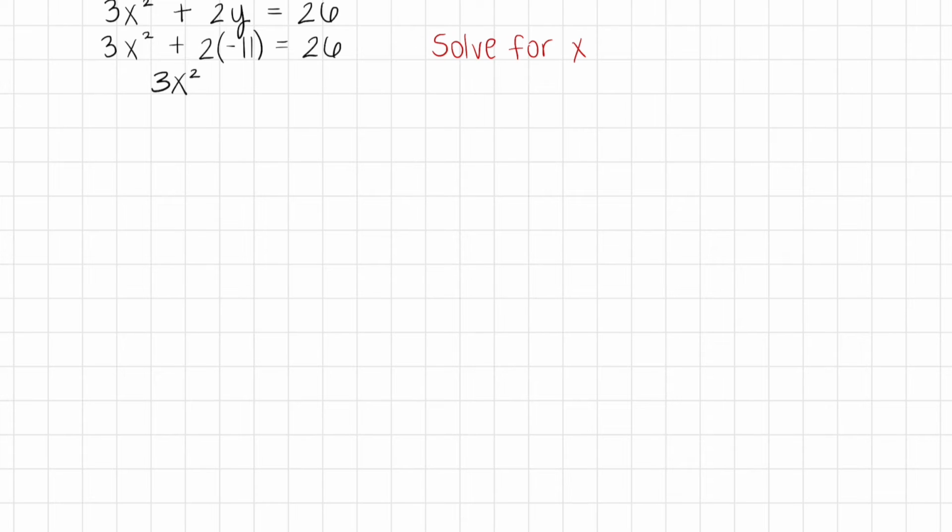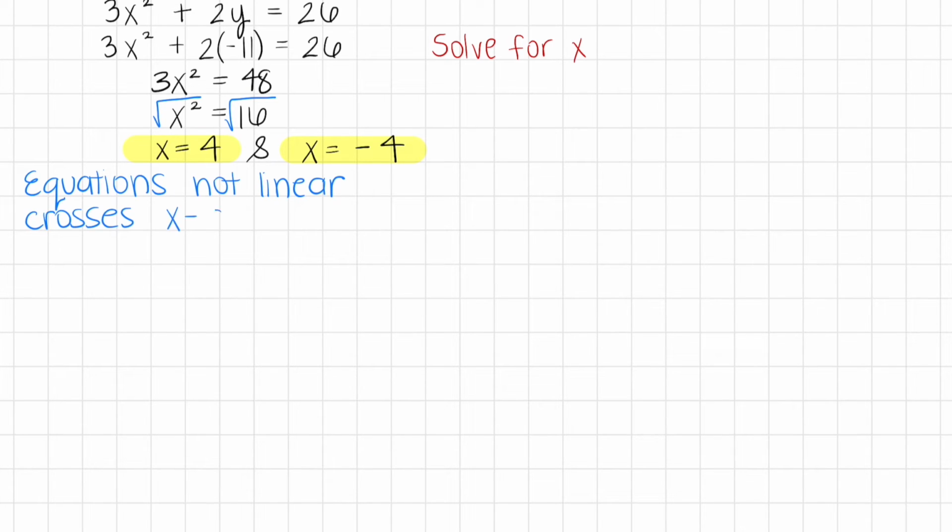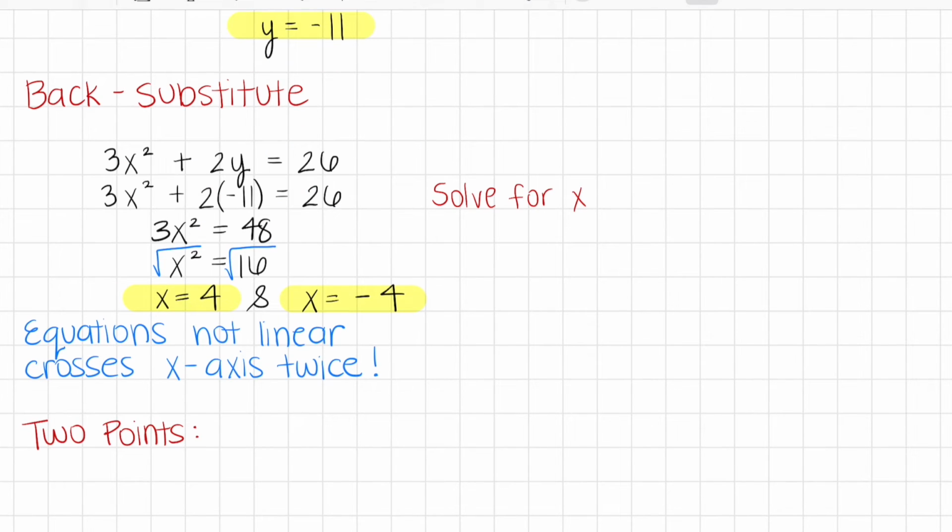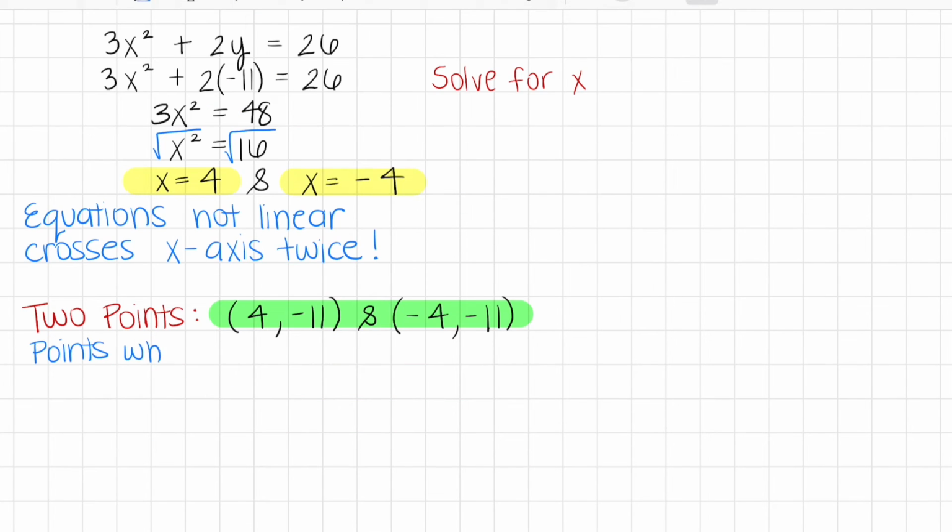So we have 3x squared equals 48, so x squared equals 16, and let's square root both sides, so we're left with x equals 4 and x equals negative 4. So we have two x's, which means that the equations are not linear because they cross the axes twice. So we're left with 2 points. We have our x's and our y here. So we'll start with that first x, 4, negative 11, and our second x, negative 4, and our y, negative 11. And these 2 points are where the two equations intersect.